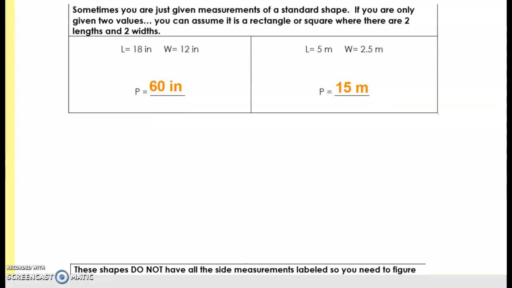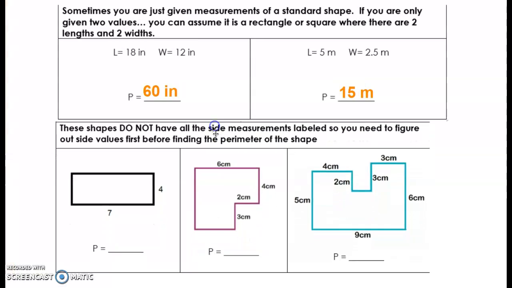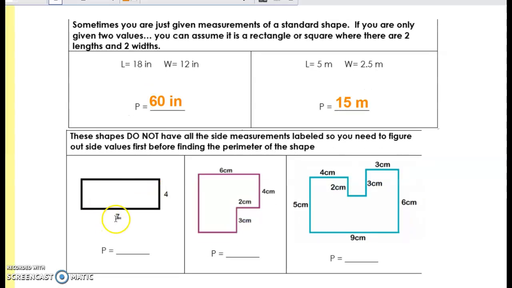Okay, where it can get a little bit more complex is when, going back to visual shapes, you do not have all the side measurements labeled, so you need to figure them out first before finding the perimeter of the shape. Taking a look at these examples, the first one's pretty basic. Again, you're looking at a rectangle measurement, so you can assume that my lengths are the same. So this top value is going to be a 7, and this side width value is going to be a 4 because it's a rectangle and they should match. So 7 plus 7 plus 4 plus 4, or walk around the figure. Any of those methods will work.